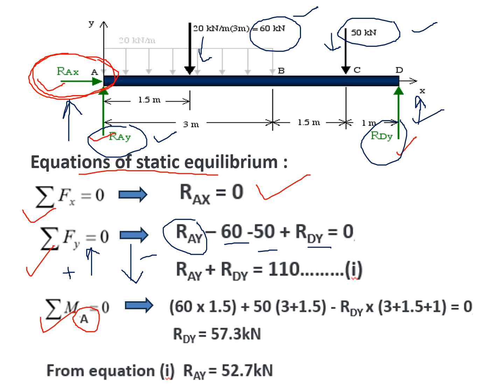Now we arrange the equation, then we get RAY plus RDY equal to 110. So now our equation is framed. That is equation number 1. Now the third important equation, that is the moment equation.